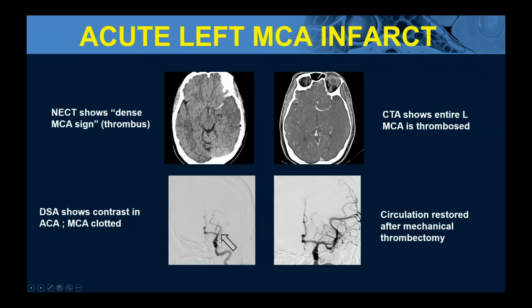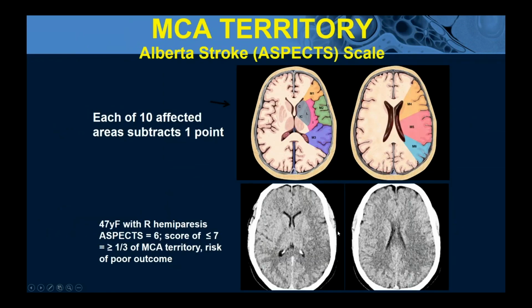And here's the angiogram, an AP, or front to back, view of an internal carotid angiogram. You can see the anterior cerebral artery filled out. The middle cerebral artery is thrombosed. They went in with a special clot retrieval device, pulled that thrombus out, and restored normal circulation after mechanical thrombectomy. So that can be very efficient. This is just a reminder of the middle cerebral artery territories, and what your radiologists are doing is looking to see how big the area of hypodensity is.